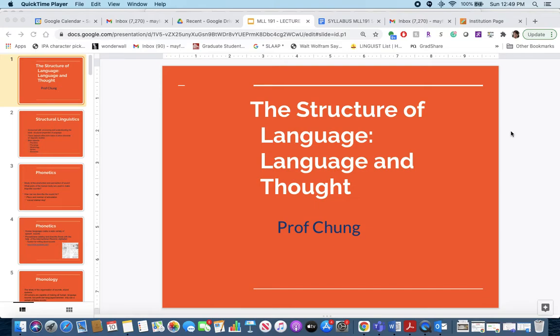Lecture. This is lesson 2. This is the structure of language and also language and thought. So, over the course of this lecture, we'll be diving into what are the components of language. If you have taken my MLL 190 class, you should already be familiar with some of the components. Don't worry, we're not going to deep dive into them in this class. It's just to give an overview of what it is that linguists have actually discovered about how language is structured.